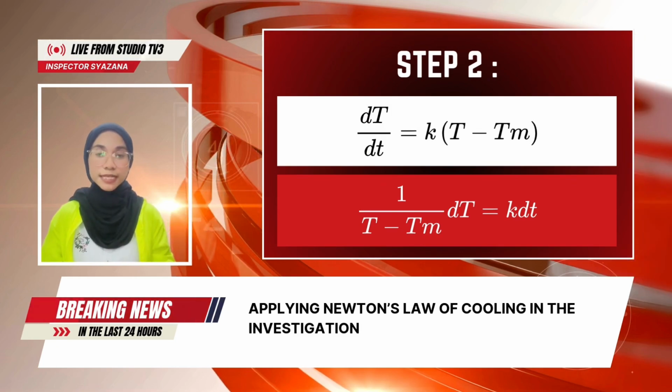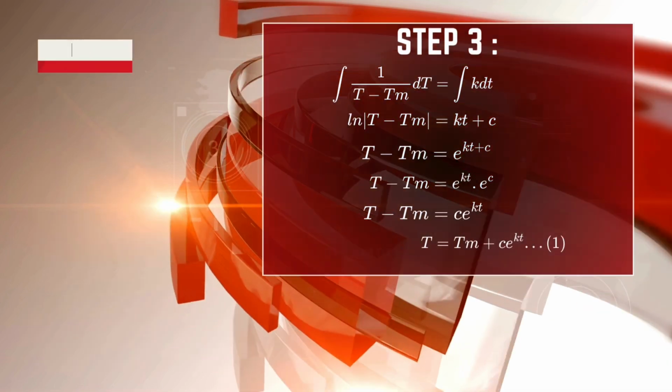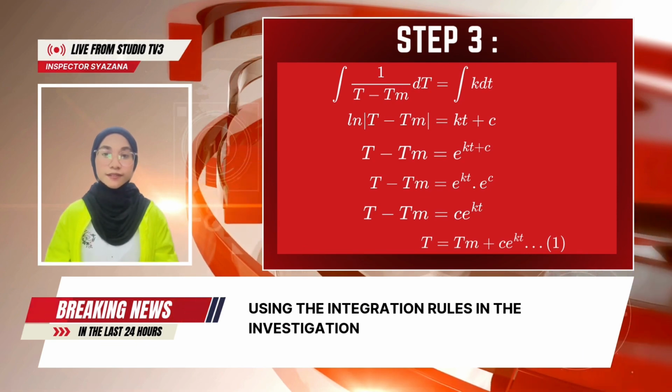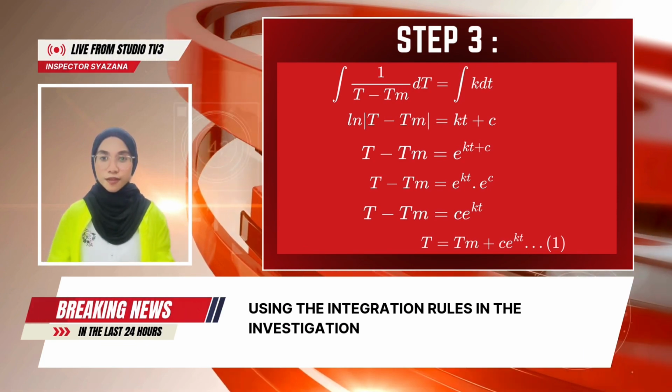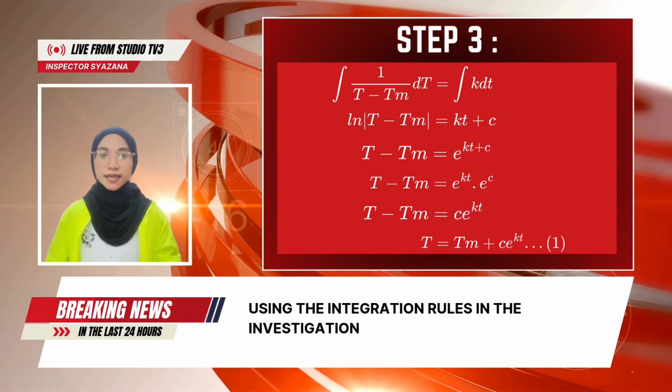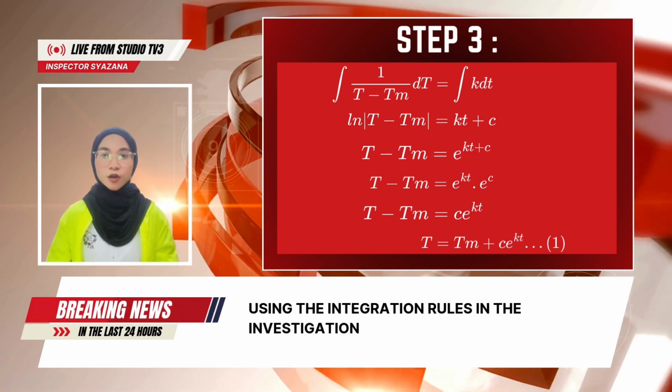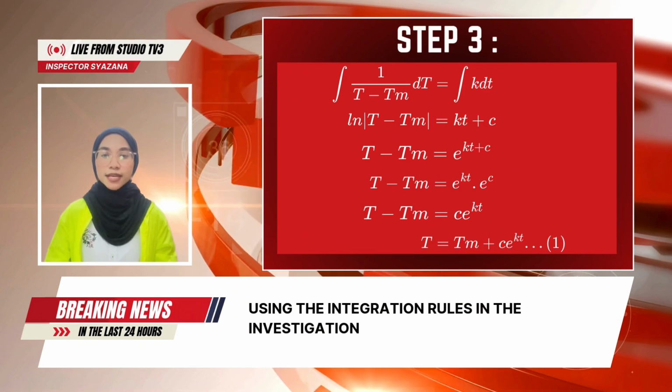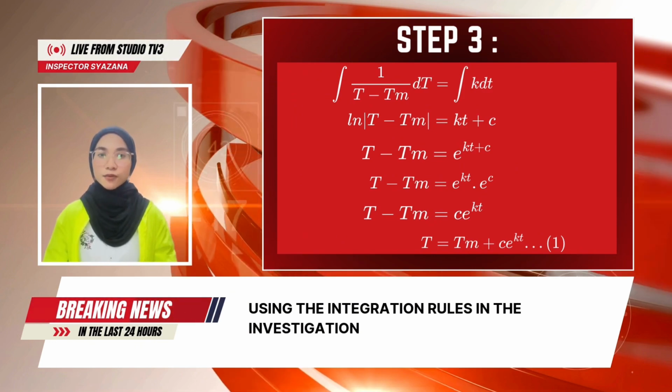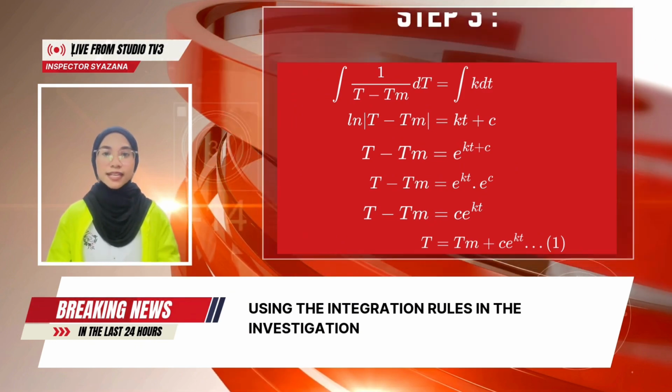where we make it separable in the terms of differential equation. Seterusnya dalam siasatan ini juga kami menggunakan integration rules di mana kami integrate both sides, then we got ln for the left hand side and kt plus C for the right hand side. So macam mana kita nak hapuskan ln adalah dengan menggunakan konsep exponential, and then we got exponent to the power of kt plus C, then we simplify until we got T and label it as 1.